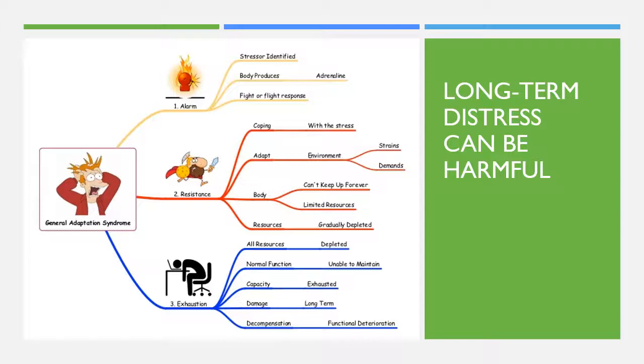Long-term distress can be very harmful. So we talk about the general adaptation system and the effects on the body. Initially, the fight or flight response is activated, and it allows us to run away or protect ourselves. That's the alarm phase. Then we go into the resistance phase, where the body has an enhanced coping mechanism, and you adapt to the environment and have an elevated resistance. And then your body gets depleted or exhausted, and everything starts to break down, and you start to become ill.